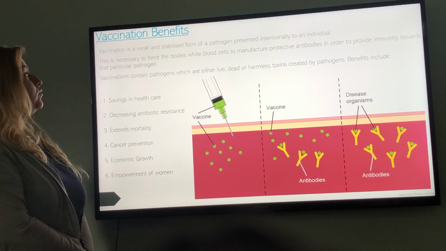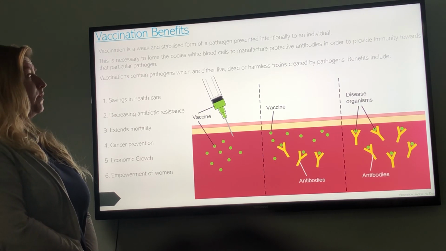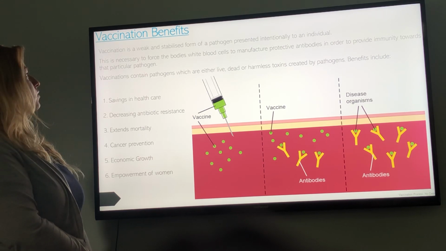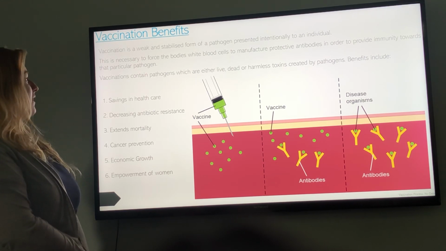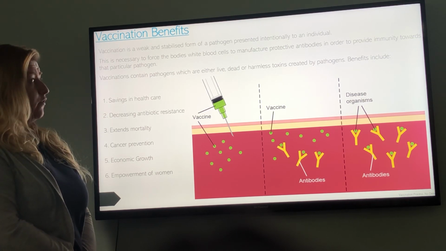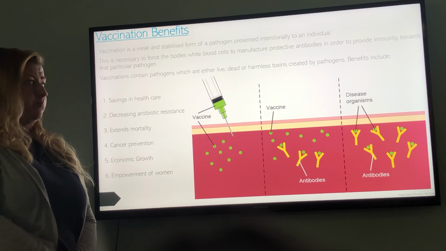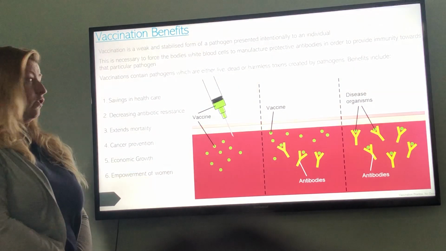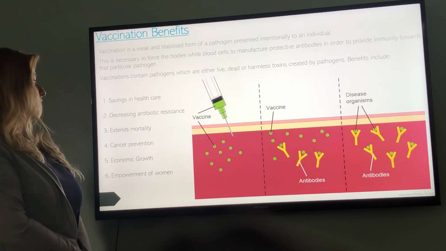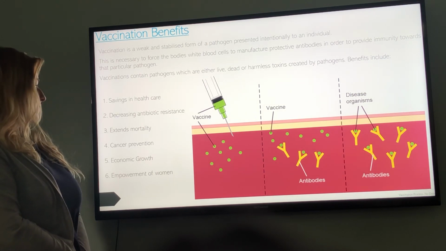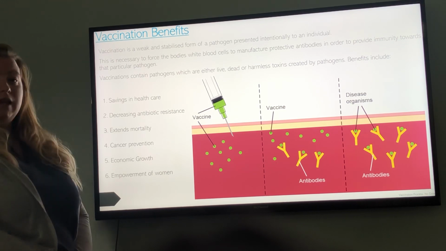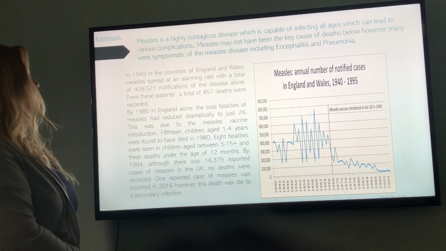Vaccination benefits. Vaccination is a weak and stabilised form of a pathogen presented intentionally to an individual. This is necessary to force the body's white blood cells to manufacture protective antibodies in order to provide immunity towards that particular pathogen. Vaccinations contain pathogens which are either dead, live or harmless toxins created by pathogens, and the benefits of vaccination include savings in healthcare, decreasing antibiotic resistance, extending mortality, cancer prevention, economic growth, and empowerment of women.